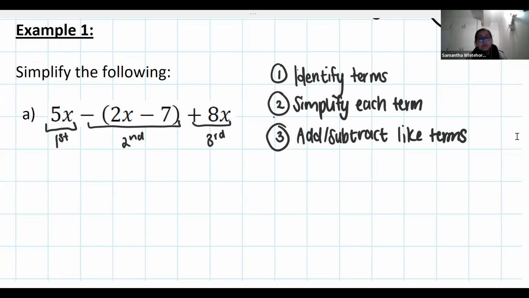Identify your terms, which I've already done for you. Simplify each term. And then double check if you've got any like terms that you can add or subtract to simplify your expression fully. Right, remember guys, if you're late, that's okay. We understand sometimes things happen. Try this question. Otherwise, remember that you can get the recording online as of tomorrow.